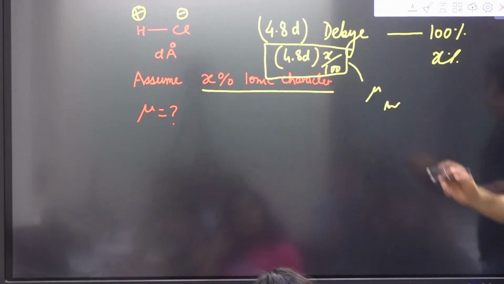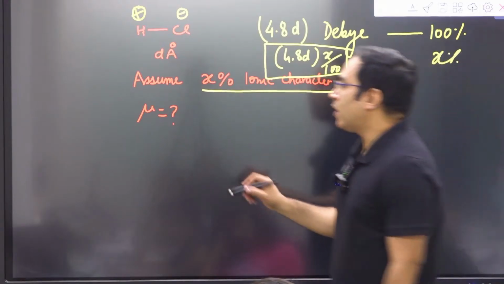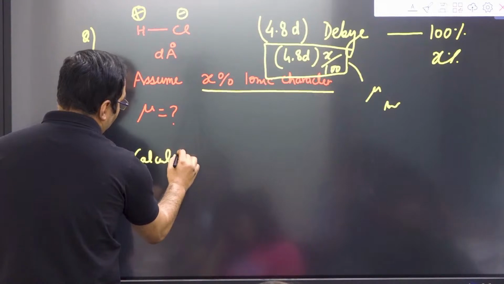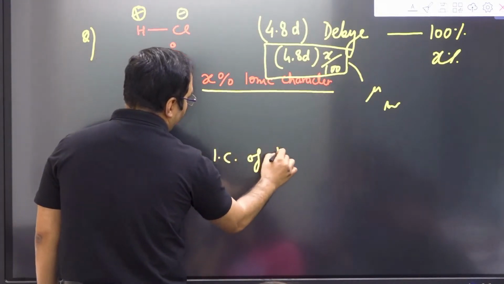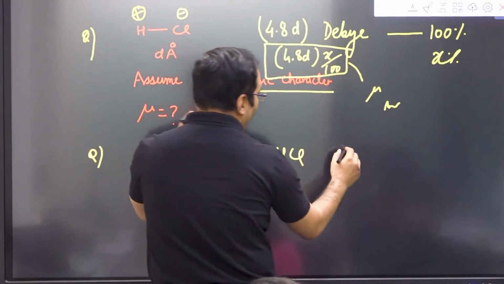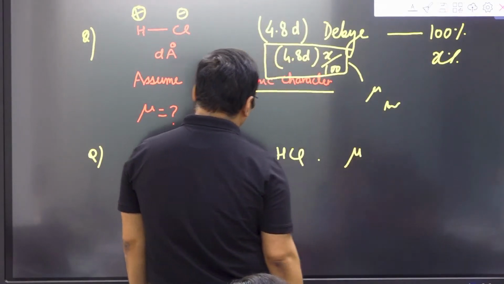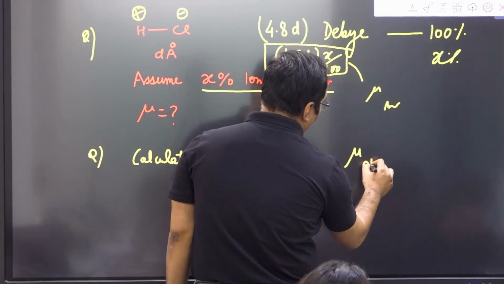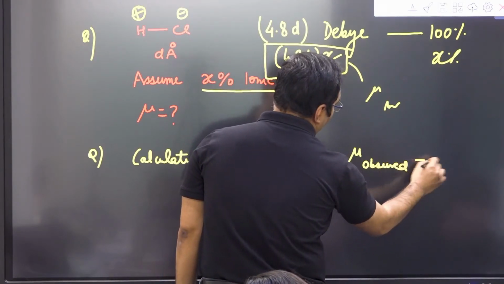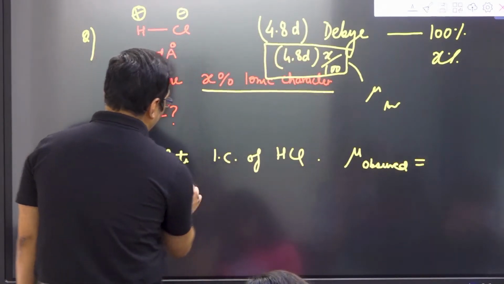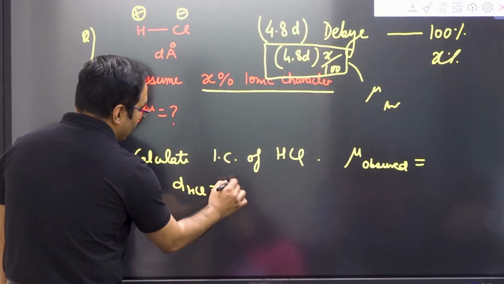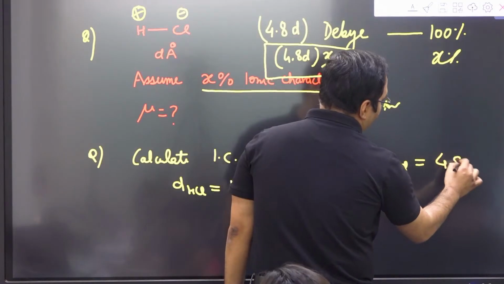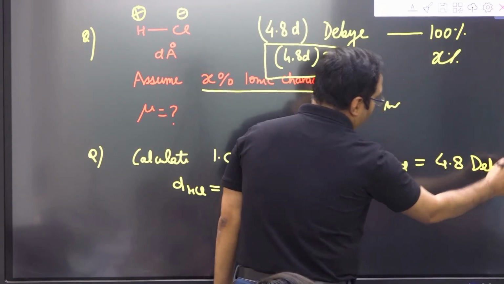Solve, answer. Easy. See it in the form of a numerical question. Calculate ionic character of HCl where mu observed is given as, distance of HCl, let me give it first. Distance of HCl is let's say 1.2 angstrom and mu observed is given as 4.8 divide. So tell me, what will the answer be?